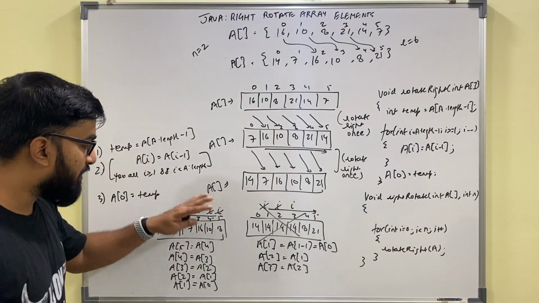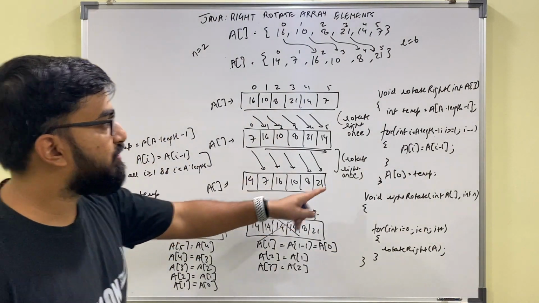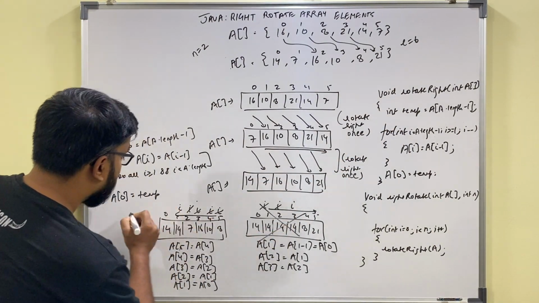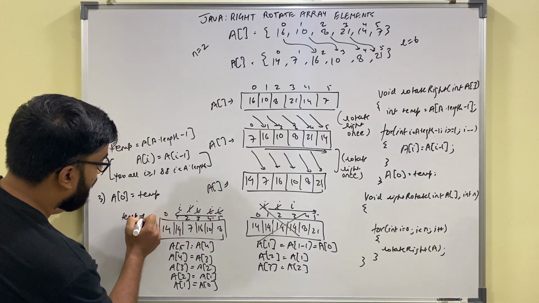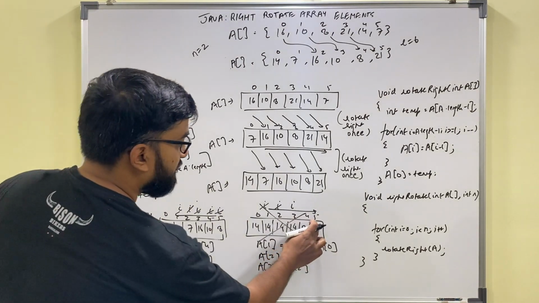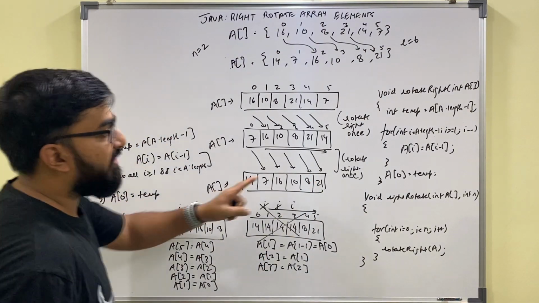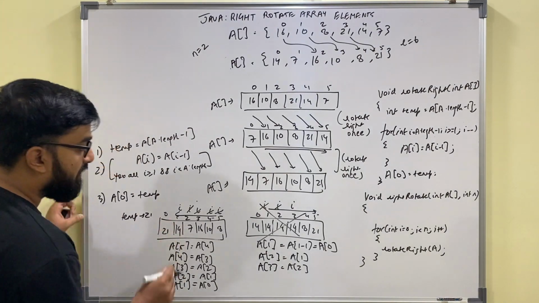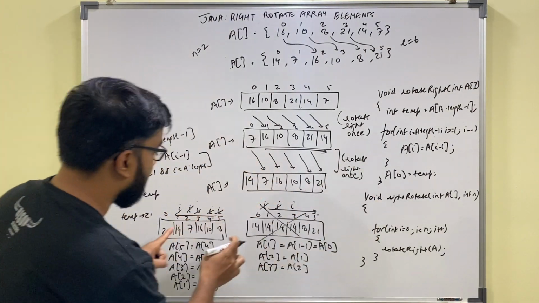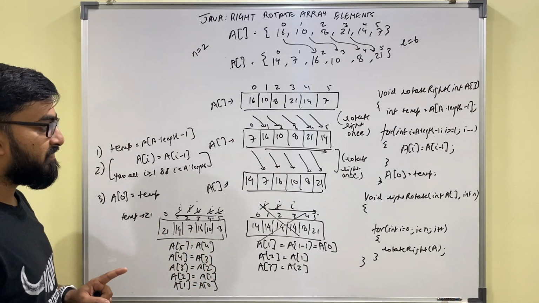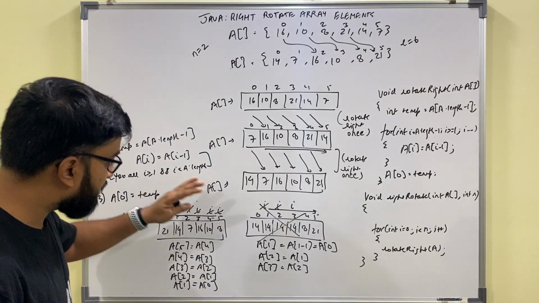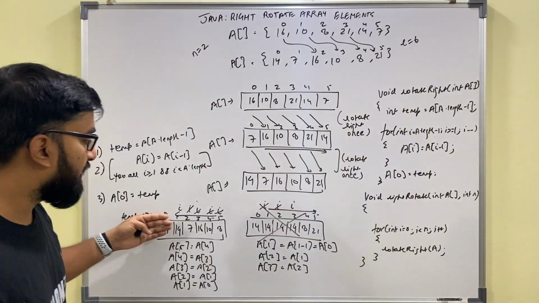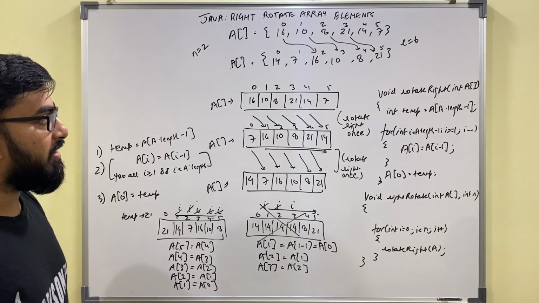I did not show this complete thing here. So temp is a[a.length - 1]. So temp has to save the last value. In this case, temp would be 21, because this was the last value here. And you finally set a[0] to temp. So you finally set a[0] to 10. So this array rotates right once like this. This was just to demonstrate that you don't iterate from left to right. You have to iterate from right to left to get the desired shift.